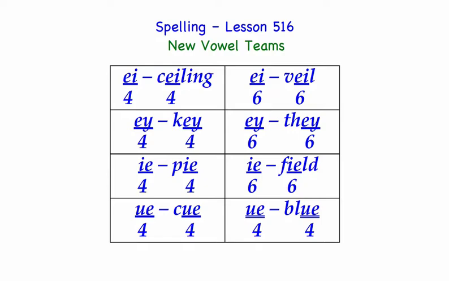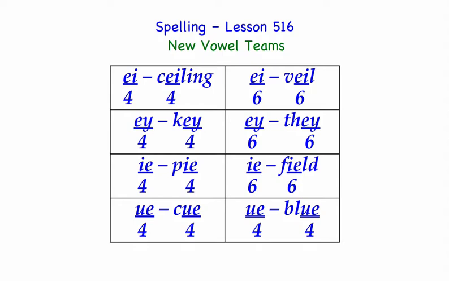This is lesson 516. This is a spelling dictation lesson, and I will dictate words that will contain new vowel teams. And let's look at the new vowel teams. First of all, let's review the difference between vowel group 4 and vowel group 6. Vowel group 4 is when two vowels join together and form a team, and the first vowel represents its long sound. Vowel group 6 is when two vowels join together, represent a team, and the first vowel does not represent its long sound. Now let's look at the vowel teams on this screen.